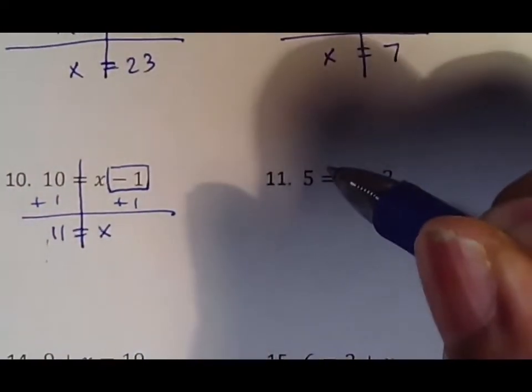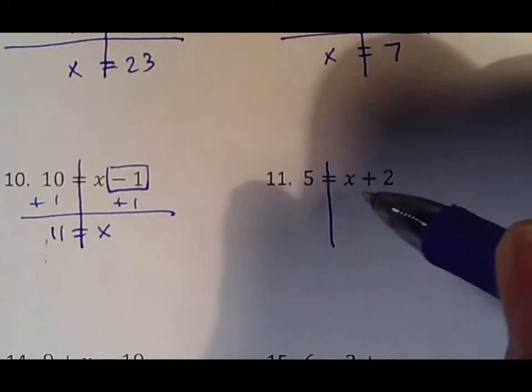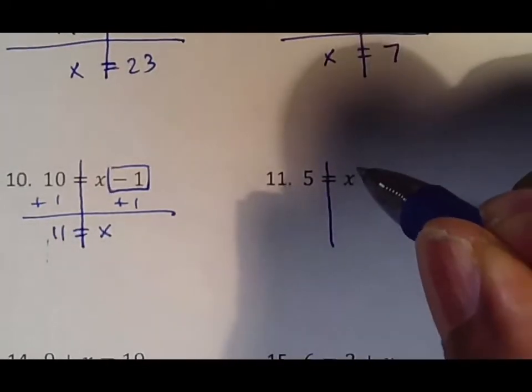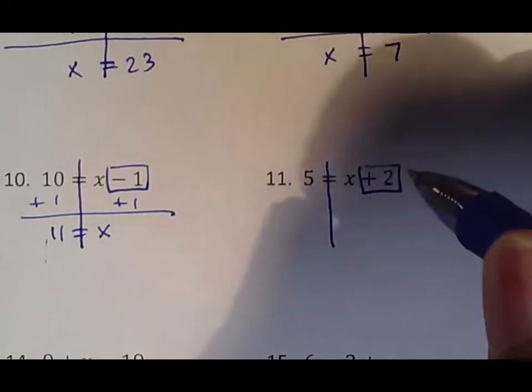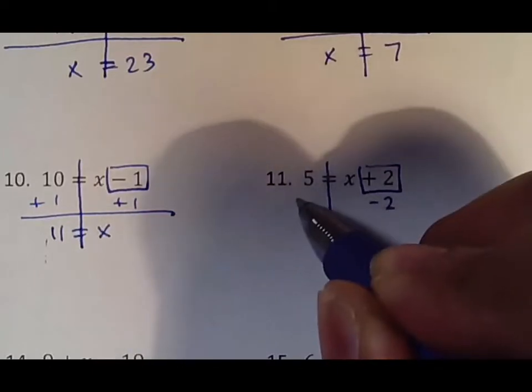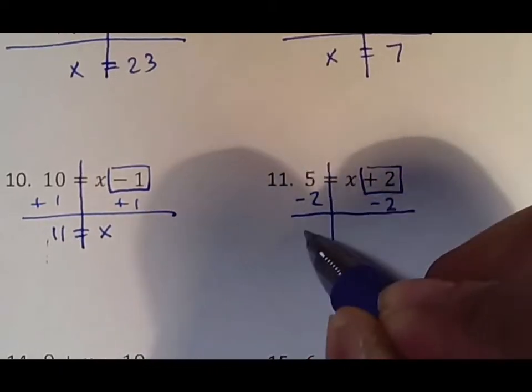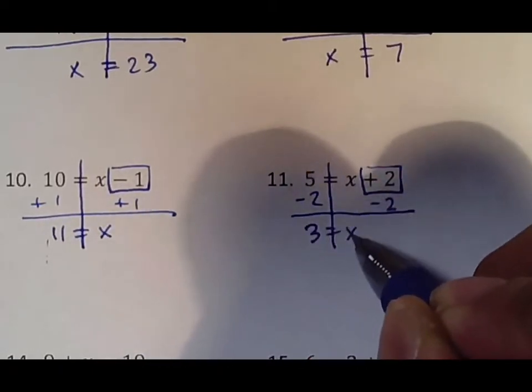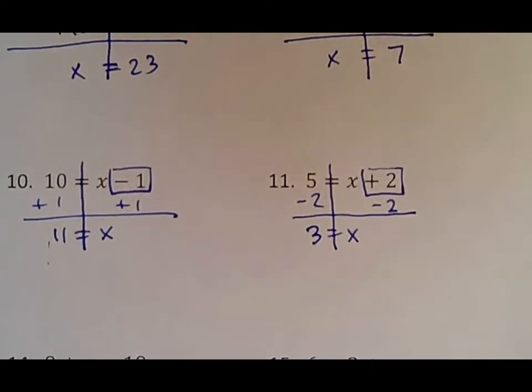Number 11. X is on the right. It's with a plus 2. The way we move a plus 2 is with a minus 2. 5 minus 2 is 3. X comes down to finish this off.